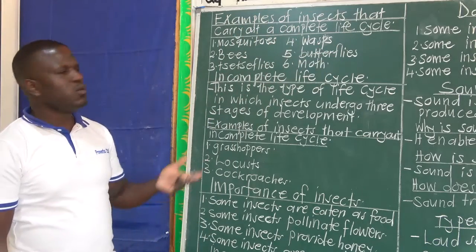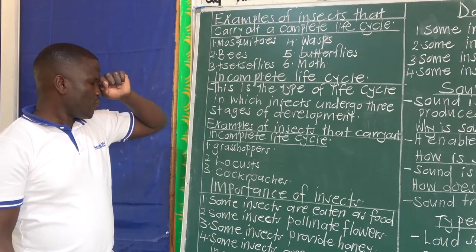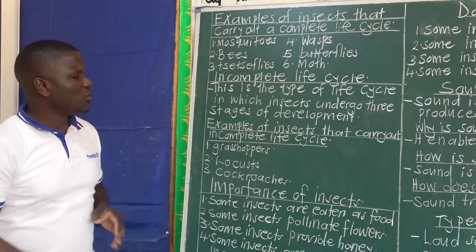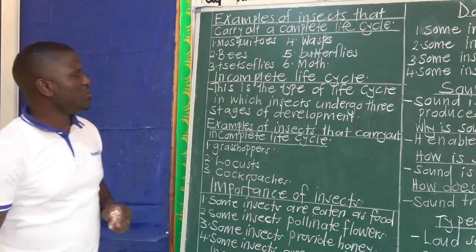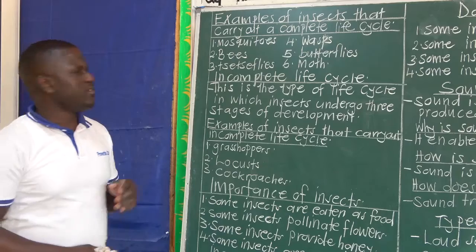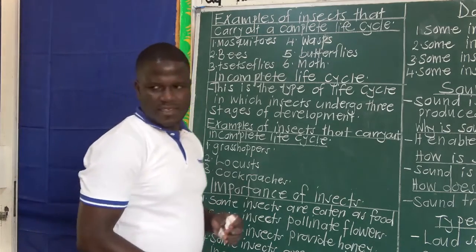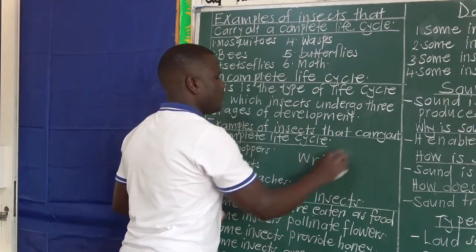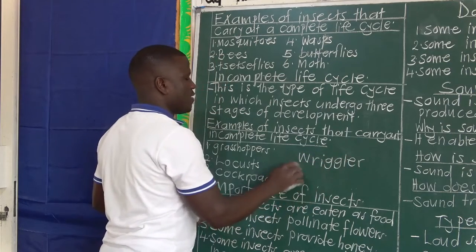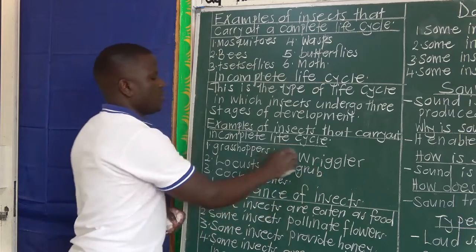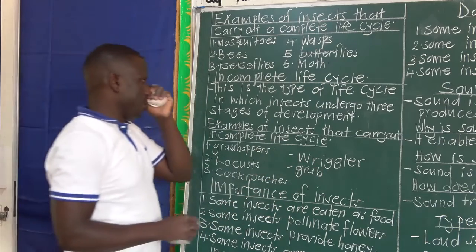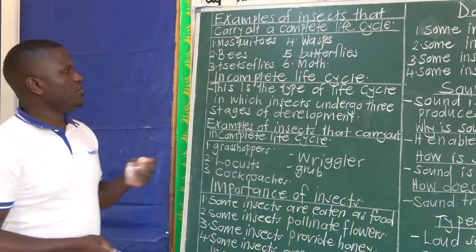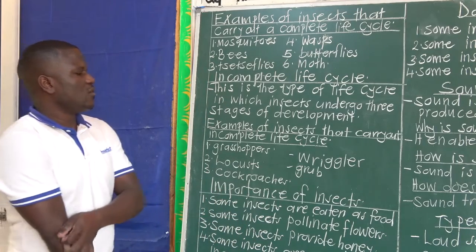You can be asked the larva stage of these insects. For example, the larva stage of a mosquito is called wriggler. The larva stage of a bee is called grub. The word wriggler is written like this. Wriggler. Then we have grub. Then the larva stage of a butterfly and a moth are called caterpillar. Then a housefly, its larva stage is called maggots.